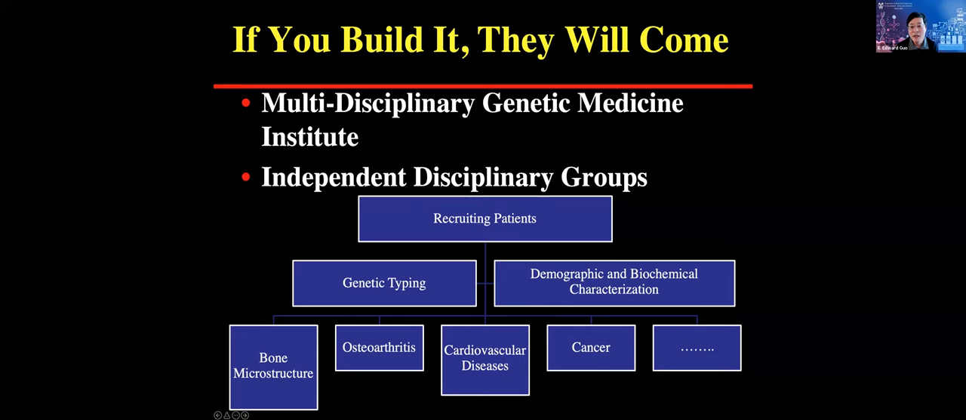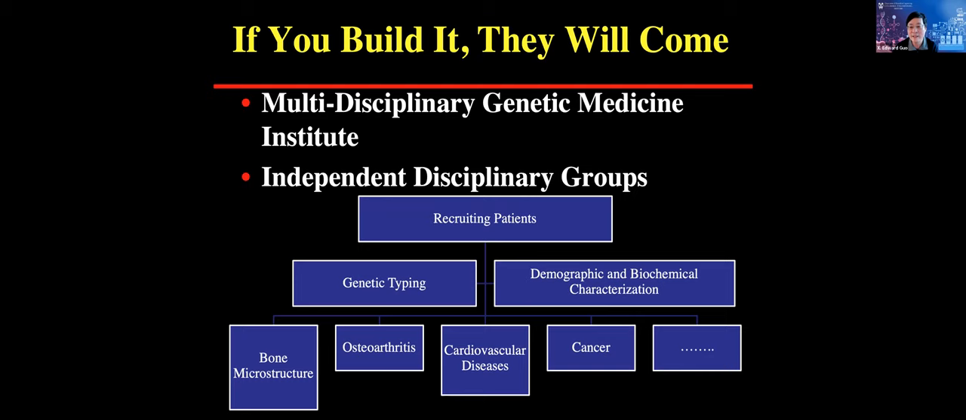It's difficult to get people to study here. So I'm pitching a dream to them. So if you build it, they will come. So I say, I'm going to build a multidisciplinary genetic medicine institute. And then we do independent disciplinary groups recruiting patients, genetic typing, demographic, biochemical kind of thing. I'm studying bone structure, doing osteoarthritis, and other people doing cardiovascular disease and cancer can do. Not too many people answered my call.